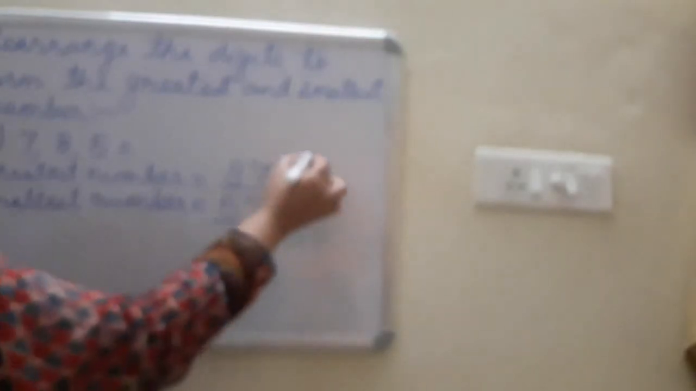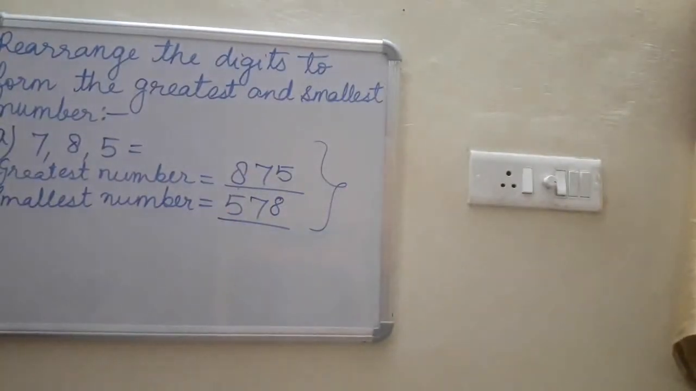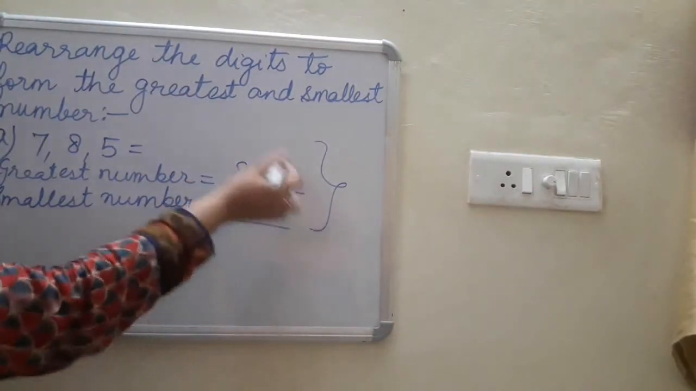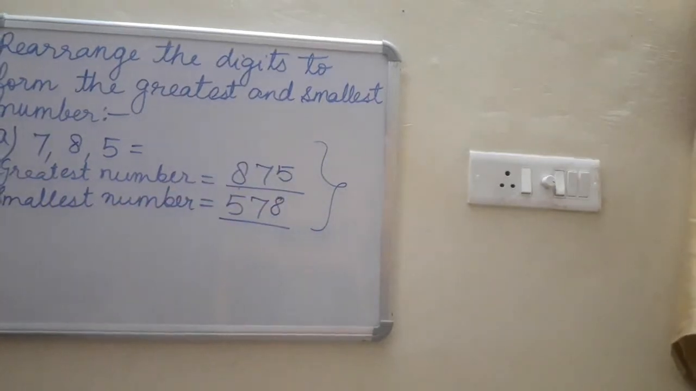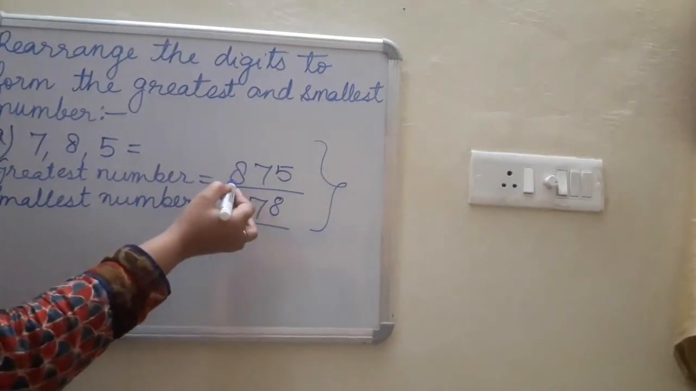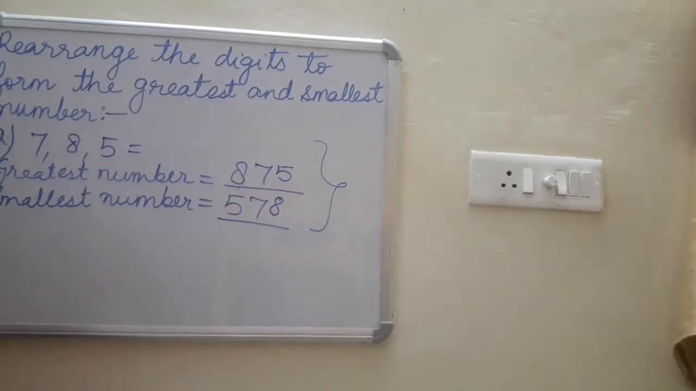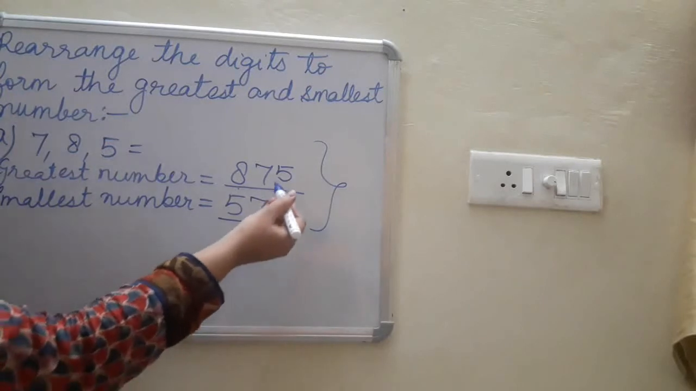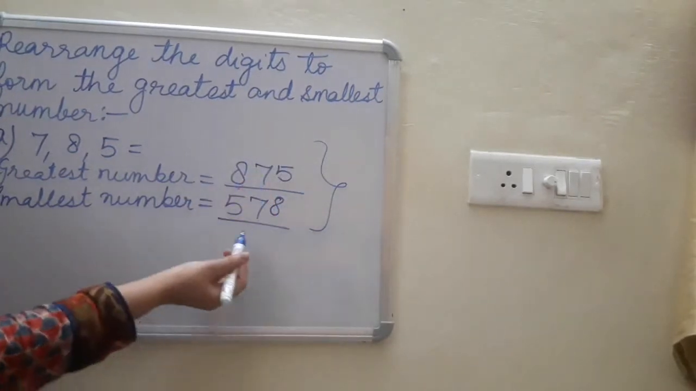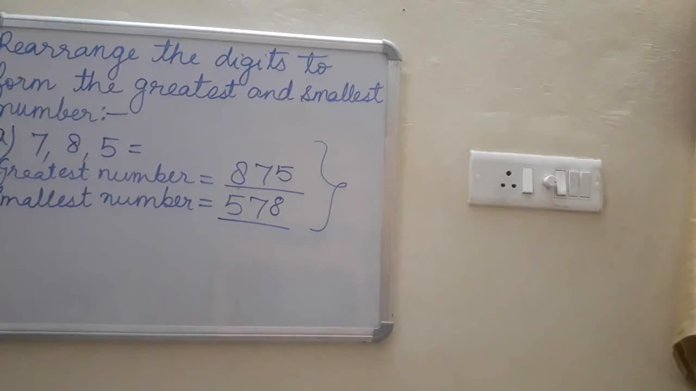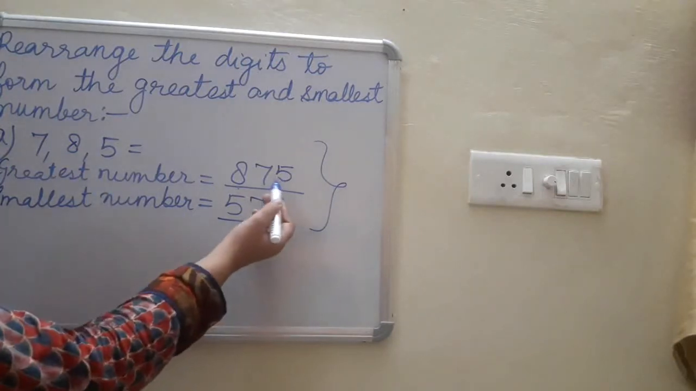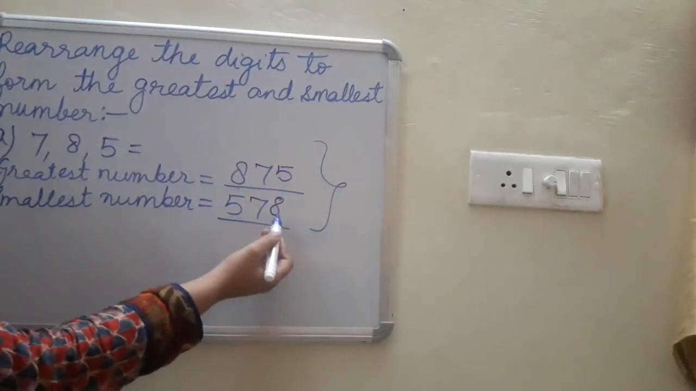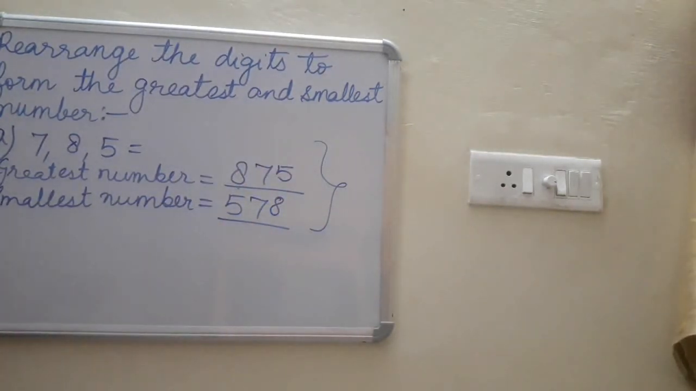Children, if you have noticed, then you can easily tell what is the difference between these two. What is the difference between these two? Here you can see the greatest number is 875 and here you can see the smallest number is 578, which is just the opposite of the greatest number. So you can just reverse the digits and you can form the smallest number. So you can do it this way also.